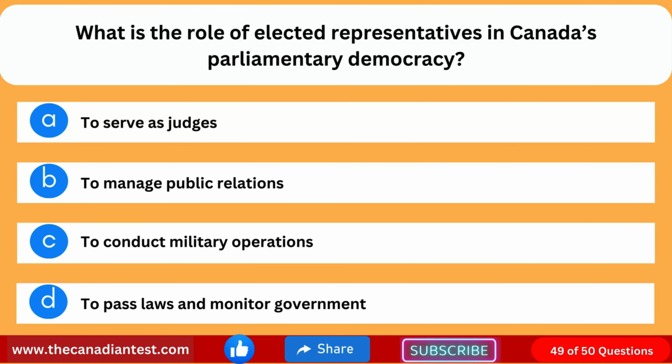What is the role of elected representatives in Canada's parliamentary democracy? Option A, to serve as judges. Option B, to manage public relations. Option C, to conduct military operations. Option D, to pass laws and monitor government.